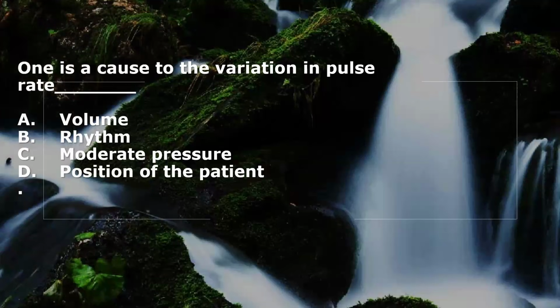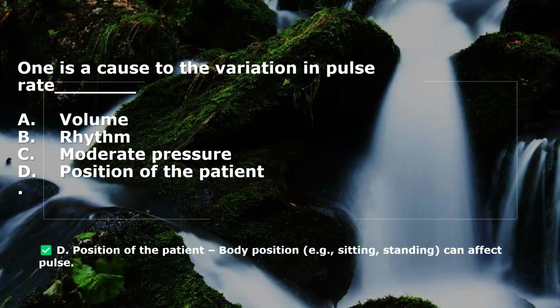One is a cause of the variation in pulse rate. A, volume; B, rhythm; C, moderate pressure; and D, position of the patient. The correct answer is D, position of the patient. Recall, body positions such as sitting and standing can affect pulse rate and also blood pressure.